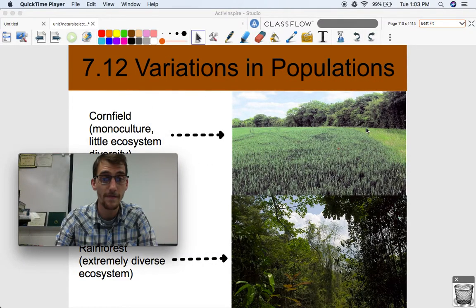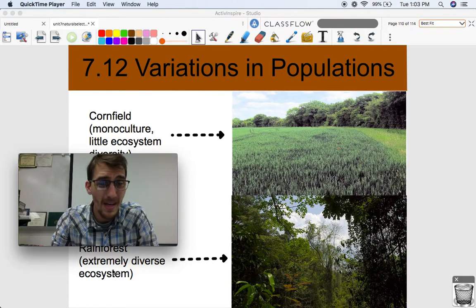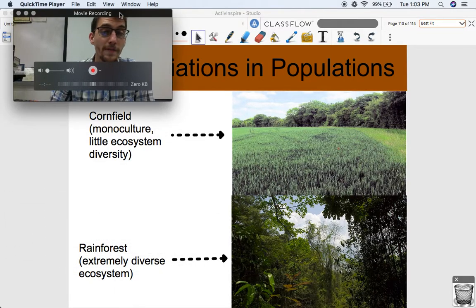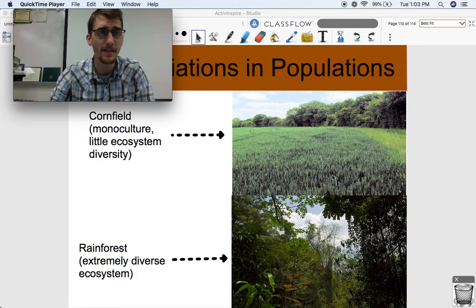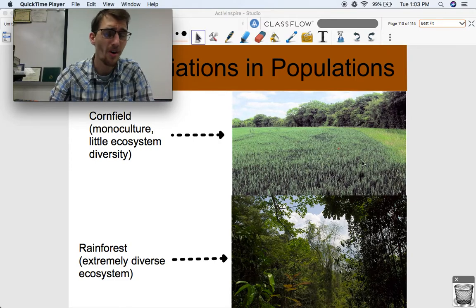Here we have some kind of field. I'm not really even sure if it's a cornfield. It looks like soy, maybe, I don't know, but it's an agricultural field, right? When you're farming something, typically what do you do? You farm one kind of plant, okay? And a lot of the plants that are grown in fields are all genetically the same. A lot of them are almost like clones, okay? So they're all the same. There is next to no genetic variation within this cornfield.